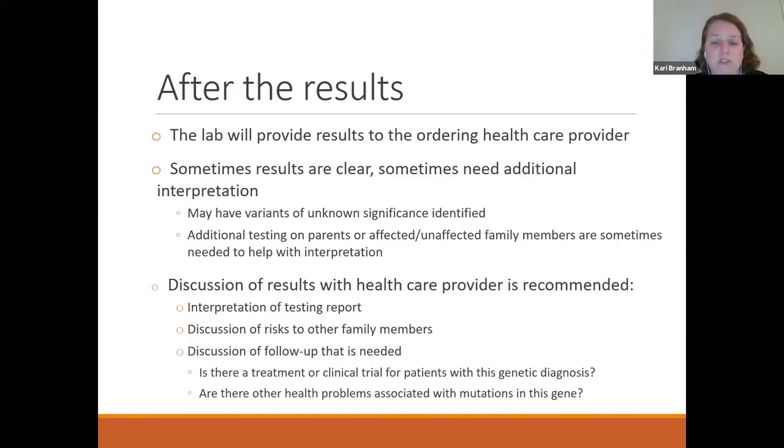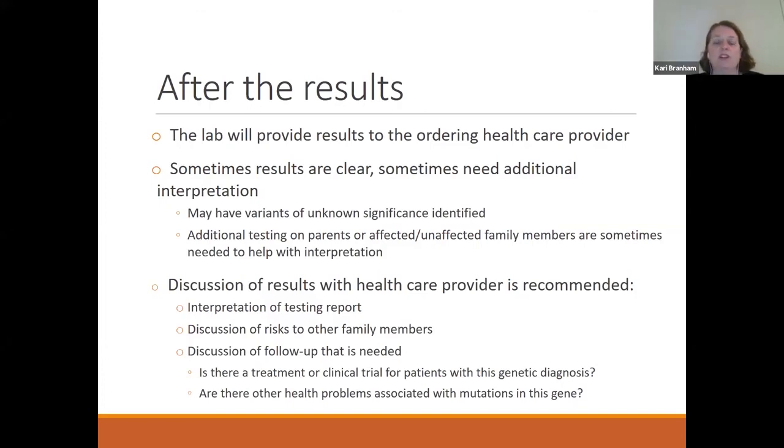So after these results come back, it is recommended that there would be a discussion of these results with a healthcare provider. So that would be not only an interpretation of the genetic testing results, but a risk to other members of the family and a discussion of what follow-up is needed. Sometimes that may be testing other family members. Sometimes it may be what sort of treatments or clinical trials are available for patients with this genetic diagnosis. And are there other health problems that could be associated with mutations in the gene?